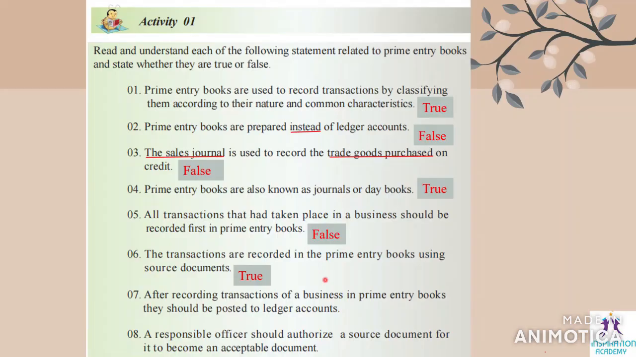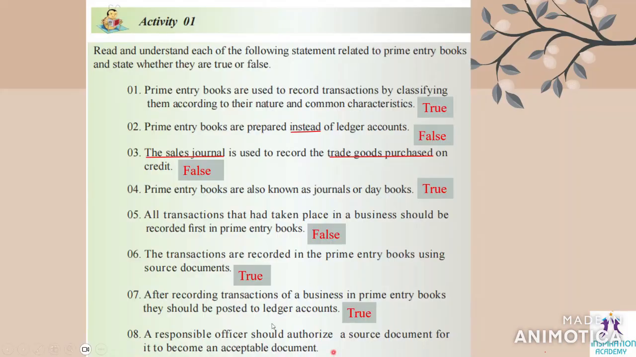Firstly, we write down the transactions in the source documents, and then from the source documents we note them in the relevant prime entry books, and then from the relevant prime entry books we take them to the ledger accounts, and then as the summary of the ledger accounts we prepare the trial balance. Okay, that is true.